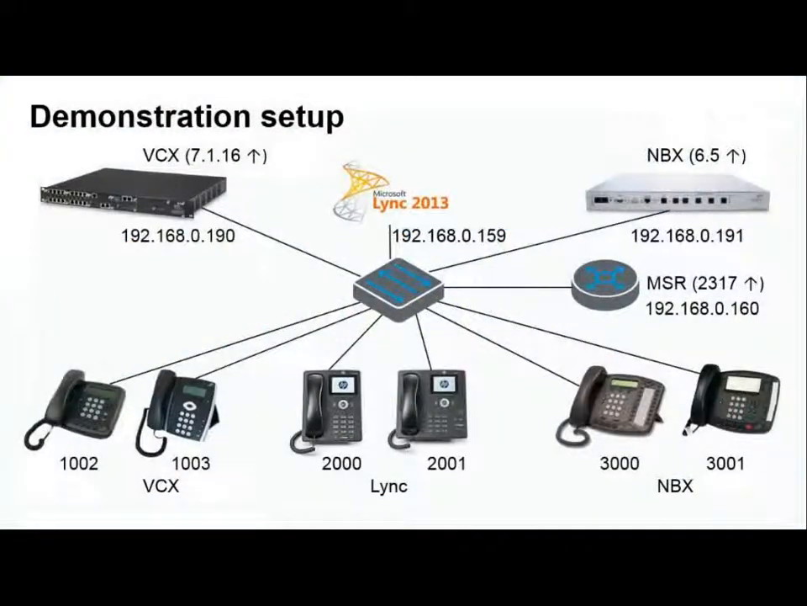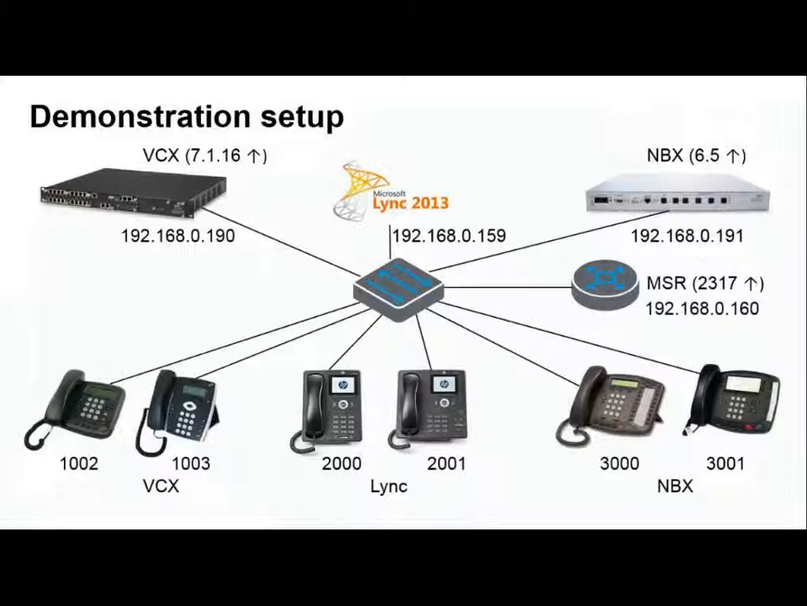On this slide you can see how the connectivity is established. We will be running a multi-services router, or MSR, that will function as gateway between the systems. This MSR will be running software version 2317 or later. In the default setup, all systems are operational and telephony within the systems is possible. In this demonstration I will be using the following extension ranges.